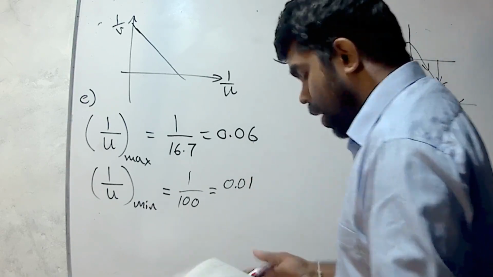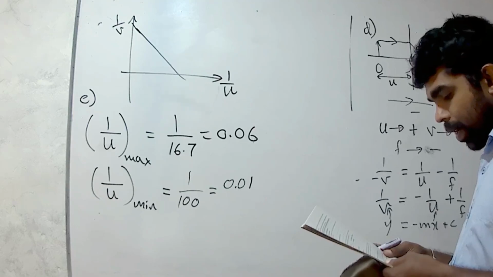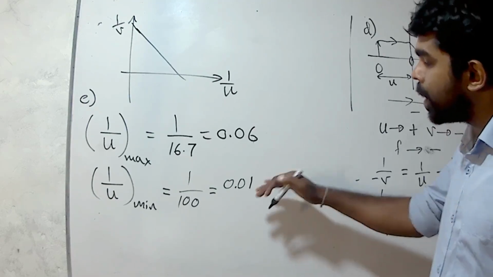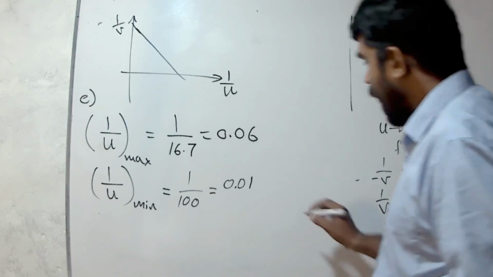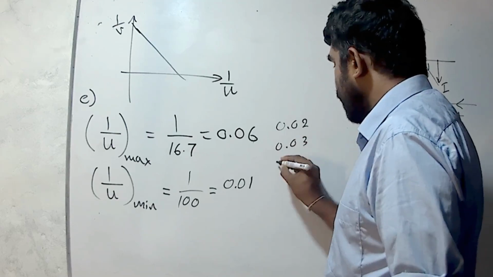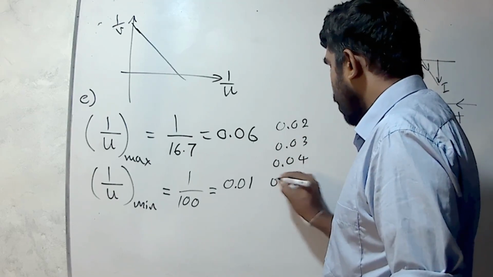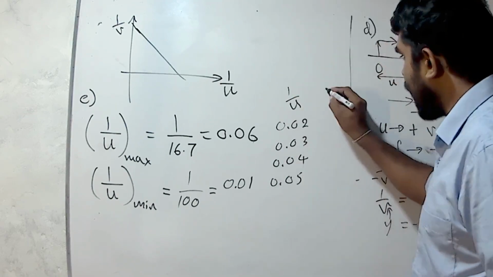0.01. Now we have to select 4 suitable values between 0.01 and 0.06. Then we can get 0.02, 0.03, 0.04, 0.05 as 1 over U values. Then we can get U value.